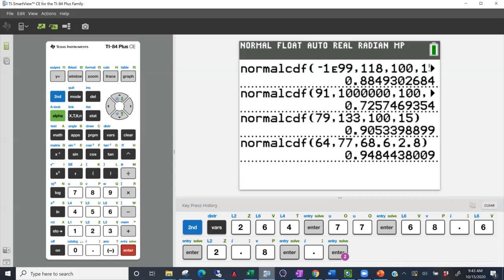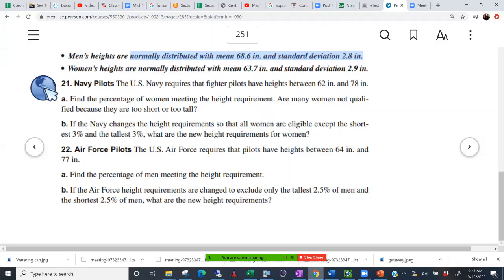So there's a part B here that is going to ask us to think a little bit beyond what we've done here. What we've done in these first 6 or so problems has been to find the area underneath a curve. But part B is going to ask us to go backwards a little bit. It says in the Air Force, height requirements are changed to exclude only the tallest 2.5% of men and the shortest 2.5% of men. What are the new height requirements?